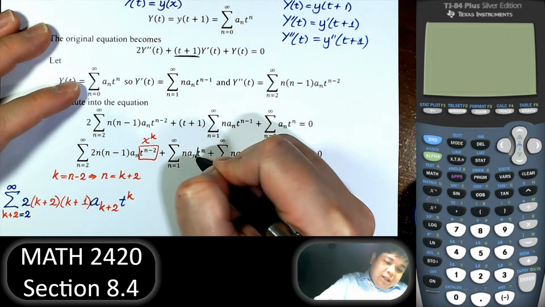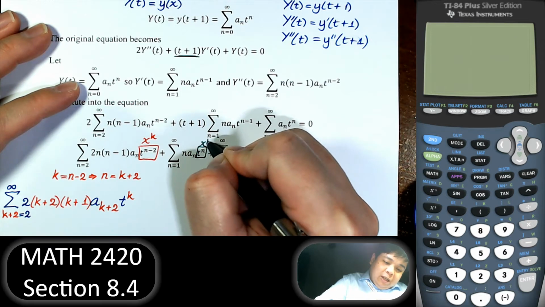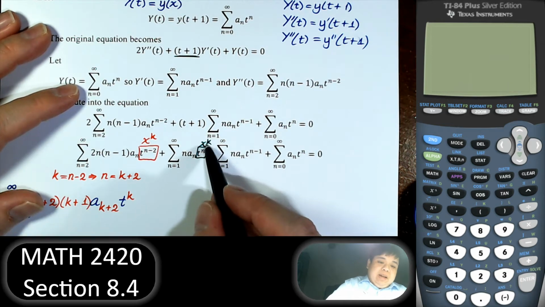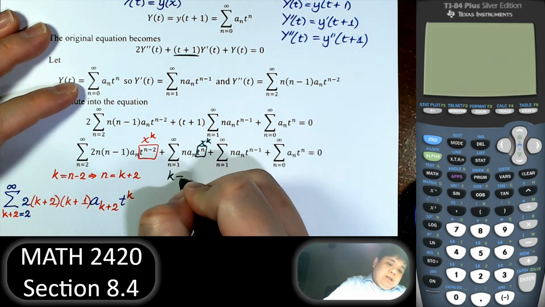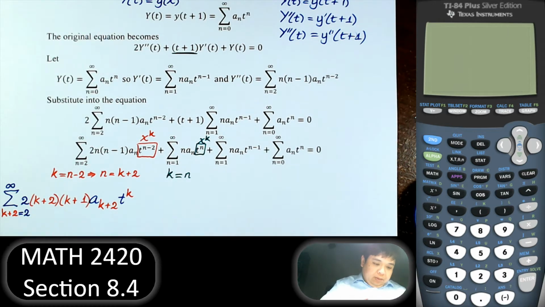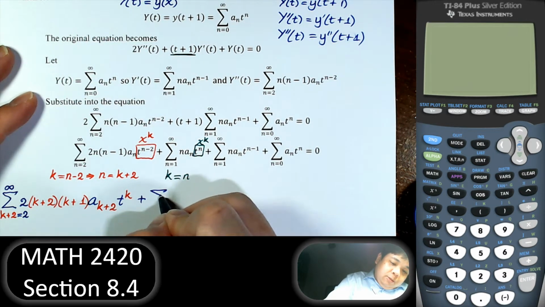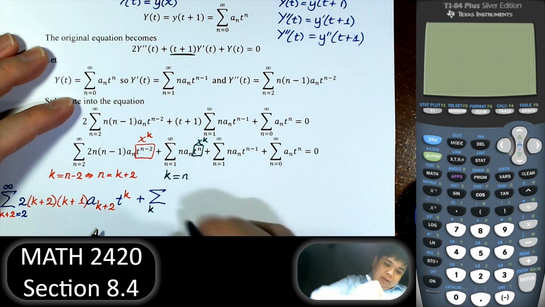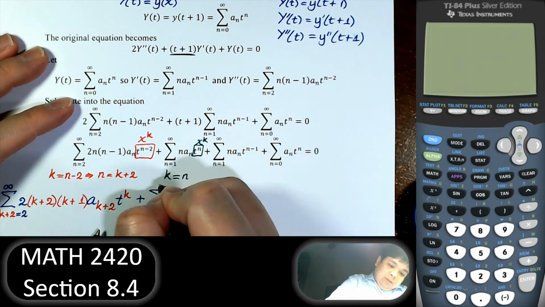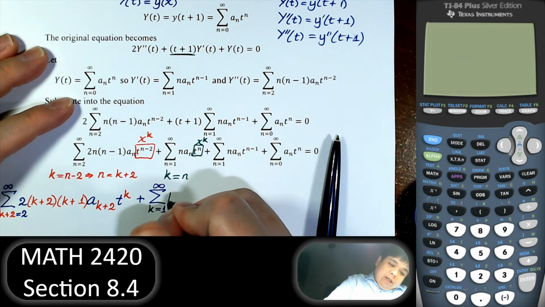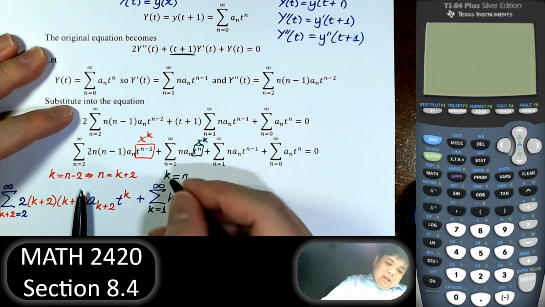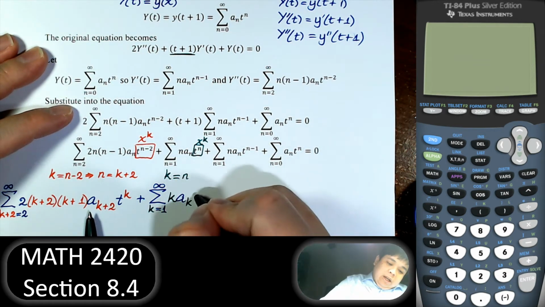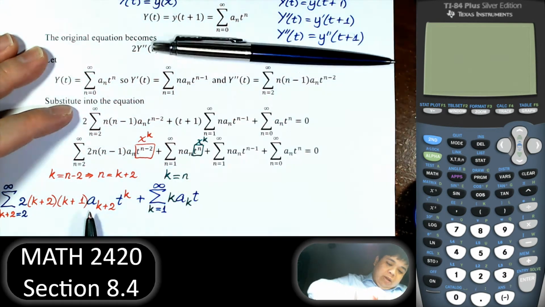Next, this one is easy. If we replace this with t to the k, then k equals n. There's no need to do anything. Instead of n, we use k. n is going to be k, n is going to be k, and n is going to be k.